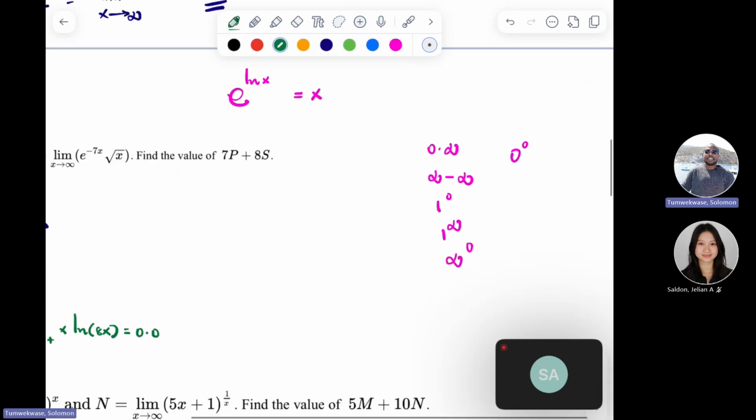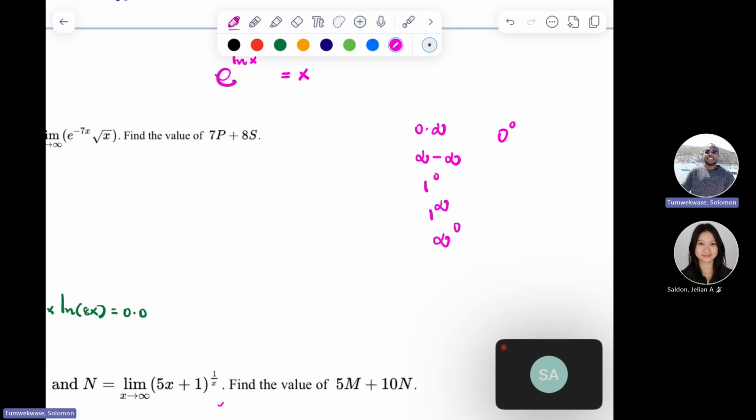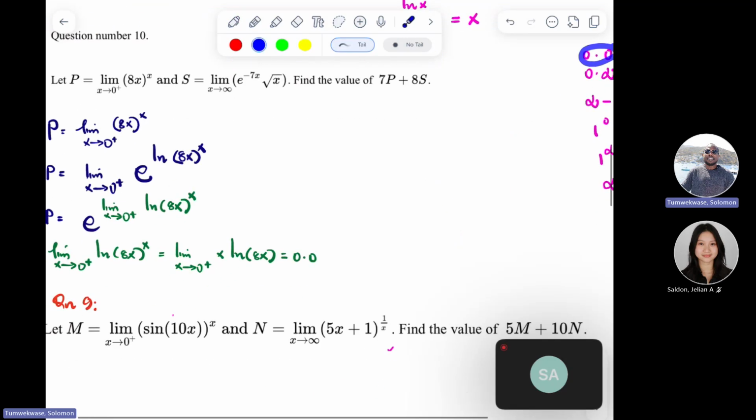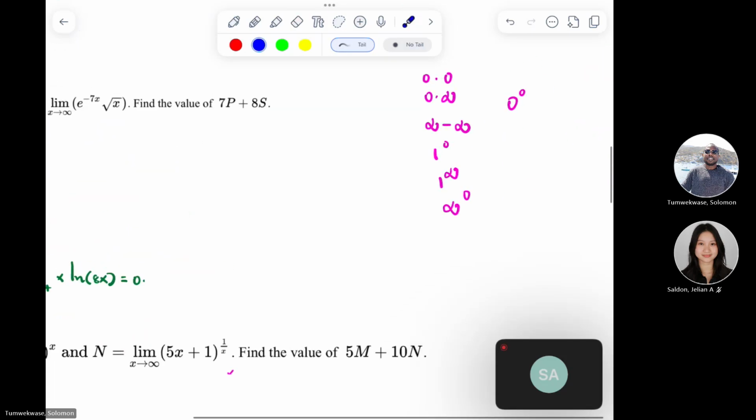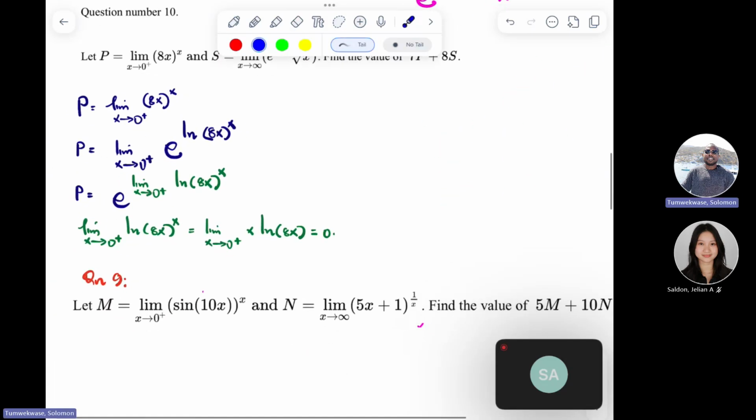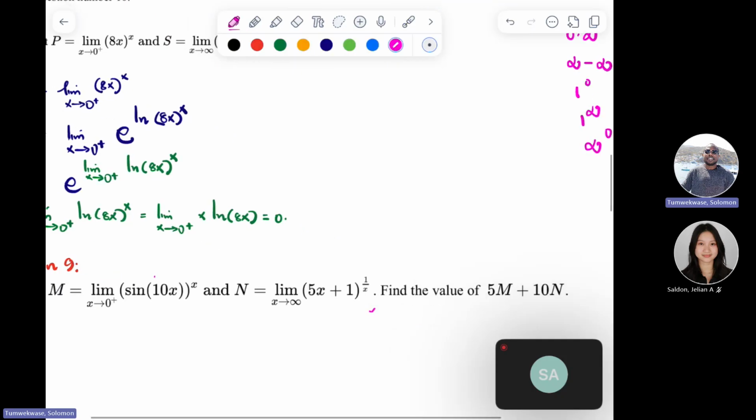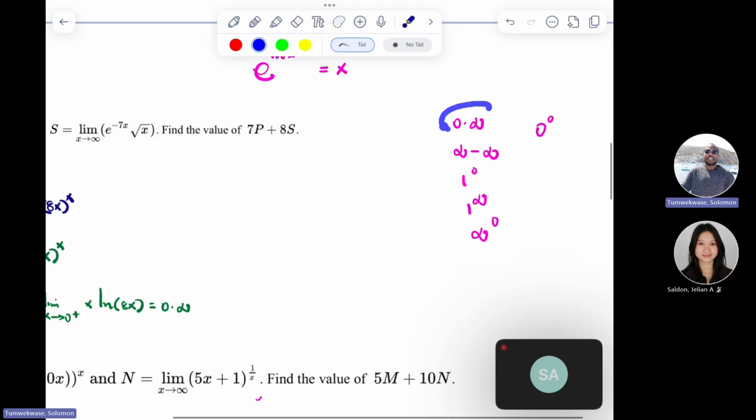Now, if I take this limit directly, then I see that I'll have 0 times 0. So now this is a form like this one here. Another form we can have is 0 times 0. No, actually this is 0 times infinity, sorry. Because natural log of 0 is undefined, right? So when I substitute 0 there, I'll get 0 times infinity.